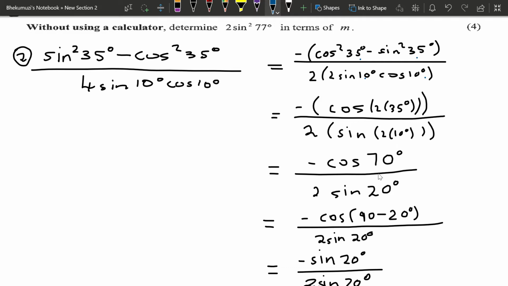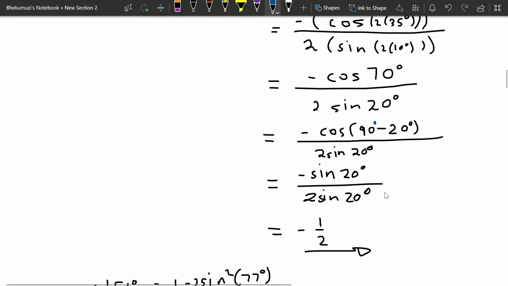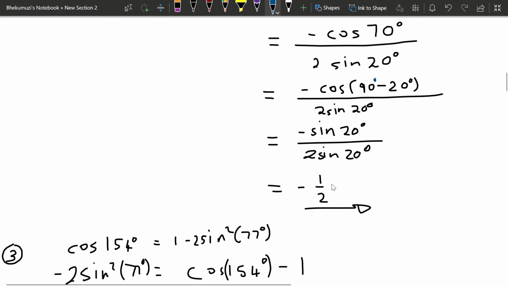So that means that I can have a co-function from the reduction formulas that will give me sine 20 degrees, and then that will cross each other out, and then you find that it is minus 1 over 2, right?